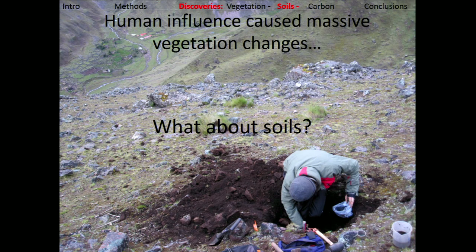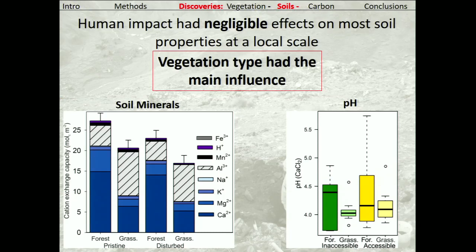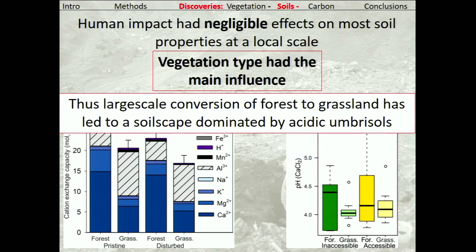But what about soils? Because we also studied the soils. Now, this is interesting because we found that actually it has, at a local scale, a very negligible effect on most soil properties. However, we did find that vegetation type was having a very large influence, as you can see here in the soil minerals and also the pH. So this allows us to say that, at the local scale not, but if you consider this 90% conversion from forest to grassland, that implies that the entire soilscape has changed in these landscapes, and now it's favoring more acidic umbra soils.